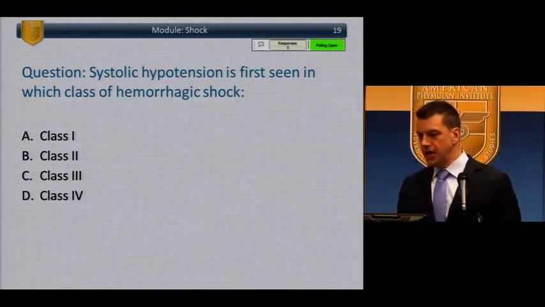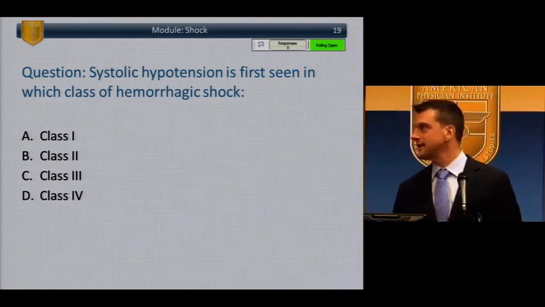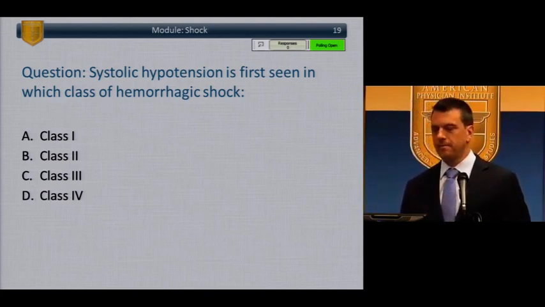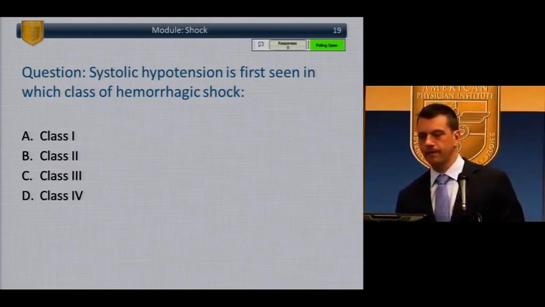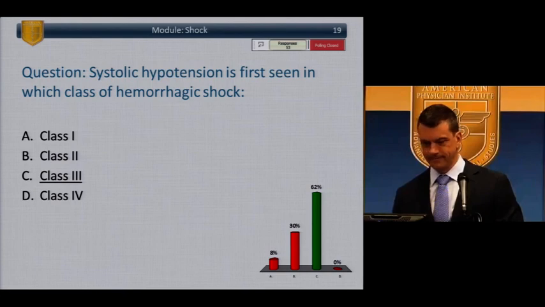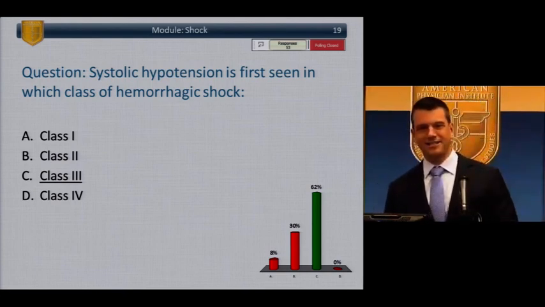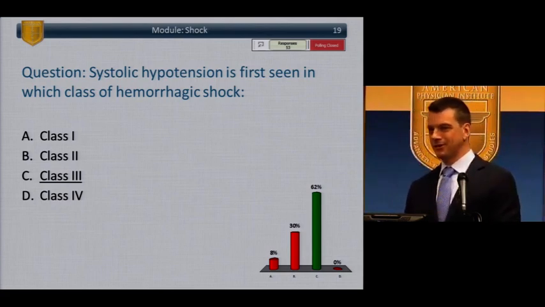So for the stages of shock, systolic hypotension is first seen in which class of hemorrhagic shock? A, class 1, B, class 2, C, class 3, and D, class 4. Class 3, that's right. I'm going to talk about more of these in the various classes of hemorrhagic shock, but hypotension is sort of late in coming.